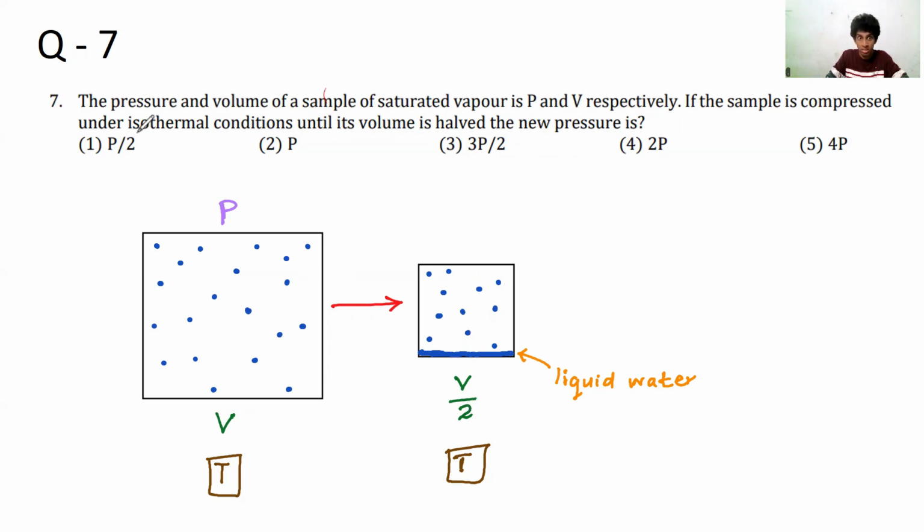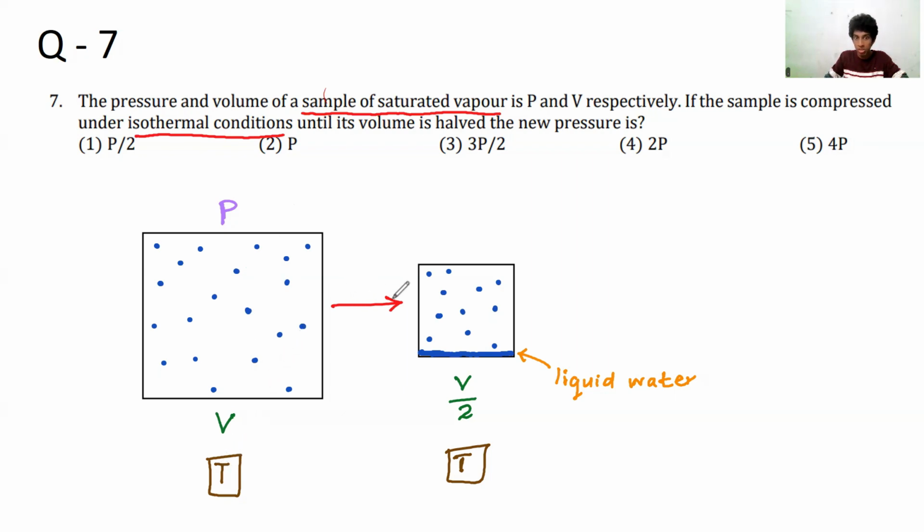And as this is done under isothermal conditions, the temperature is the same at both the instances. And this is really important. They have mentioned that this is a sample of saturated vapor. That means the pressure at the first instance is equal to the saturated vapor pressure at the given temperature.